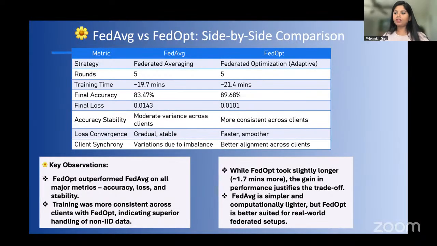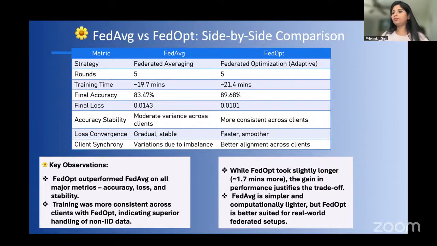And the global loss dropped further from 0.0143 to 0.0101. In terms of stability, FedAvg showed moderate variance in accuracy across clients, whereas FedOpt achieved more consistent learning across all clients. For loss convergence, FedAvg had a gradual and stable decline, while FedOpt offered a faster and smoother drop, especially in early rounds.